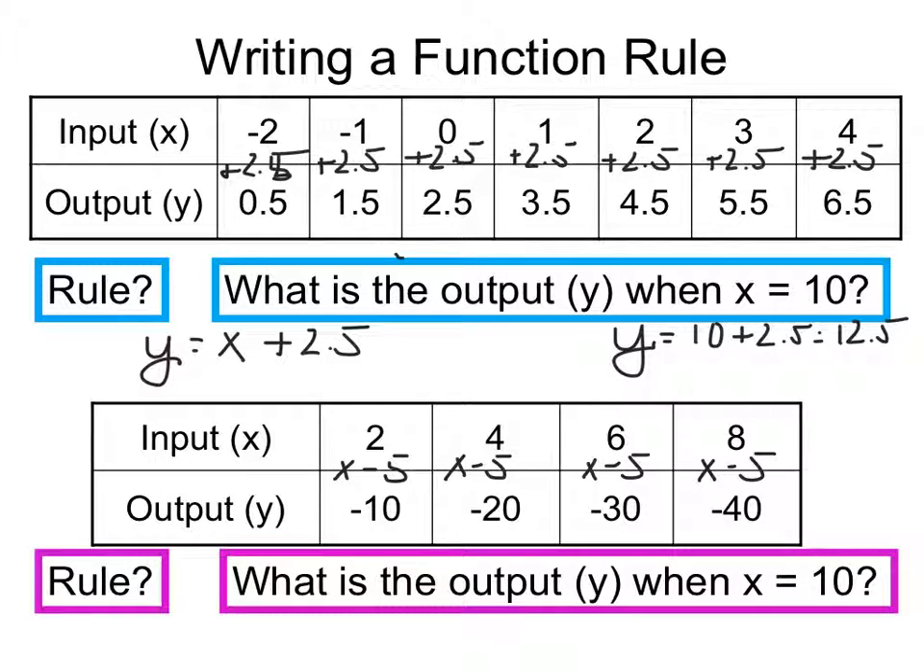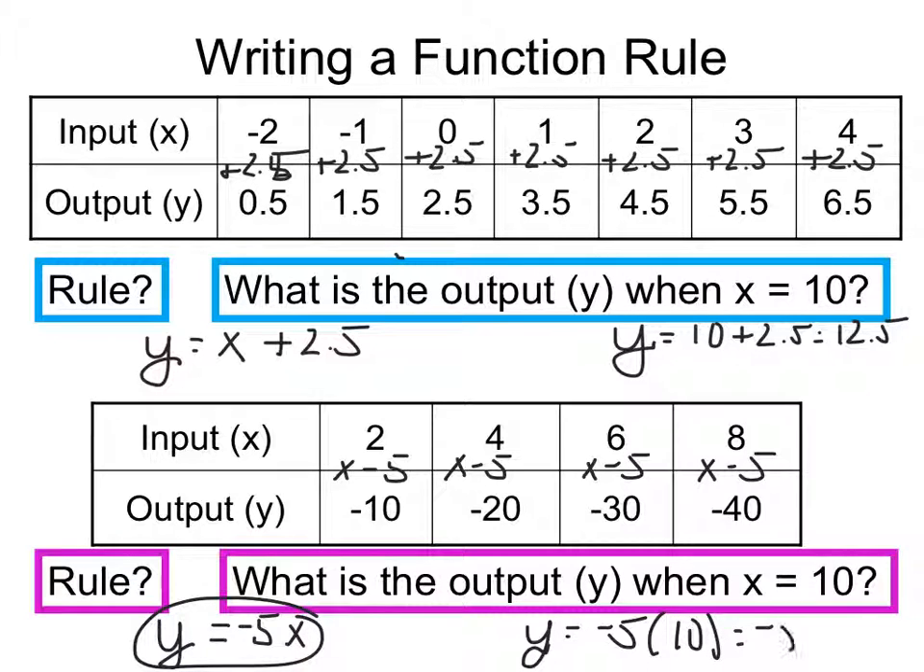So the rule is to find y, or my output, I take my x and I multiply it by negative 5. What's the output when x is 10? Well, y is equal to negative 5 times 10, which is equal to negative 50.